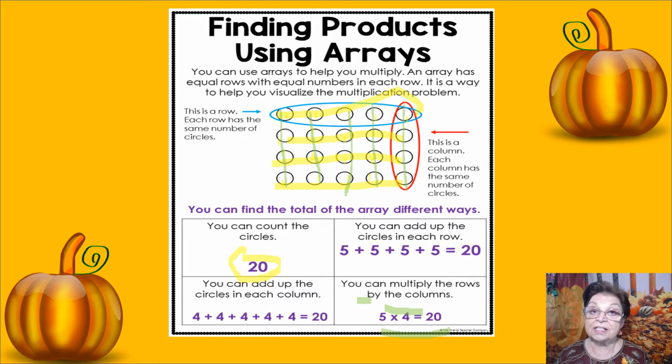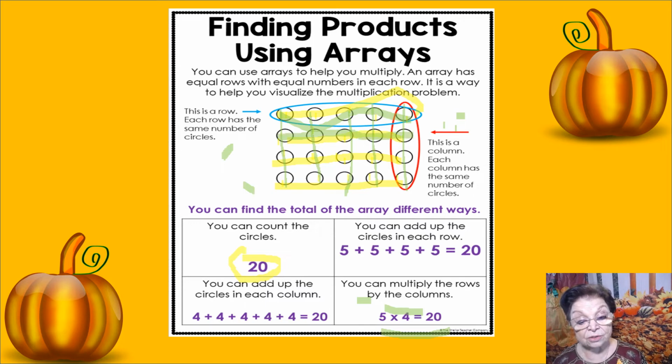So this strategy called arrays, it's just a way to help you visualize the problem. If these circles were scattered all over the page, wow, you wouldn't know how many, and oh, I got to count all over it. Oh my. But when we make them into an array, we organize them so that they're easier to keep track of. Let's look at some more.